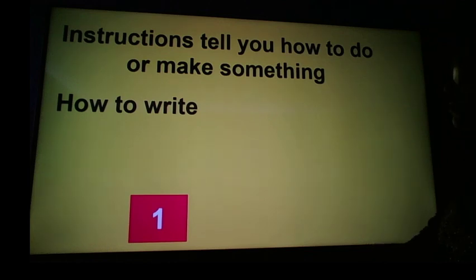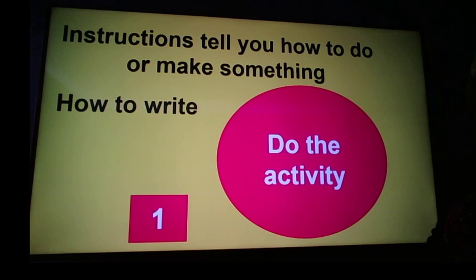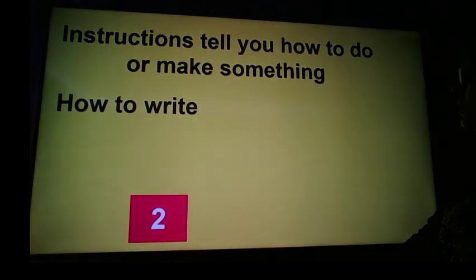For number one, the first thing you have to do is the activity. If you're going to write a recipe, I want you to write a recipe about something you already cook, not something that you don't cook. Because if you do the cooking already, you know the order in which you have to do that. So number one, do the activity, or cook or bake the thing that you're doing.